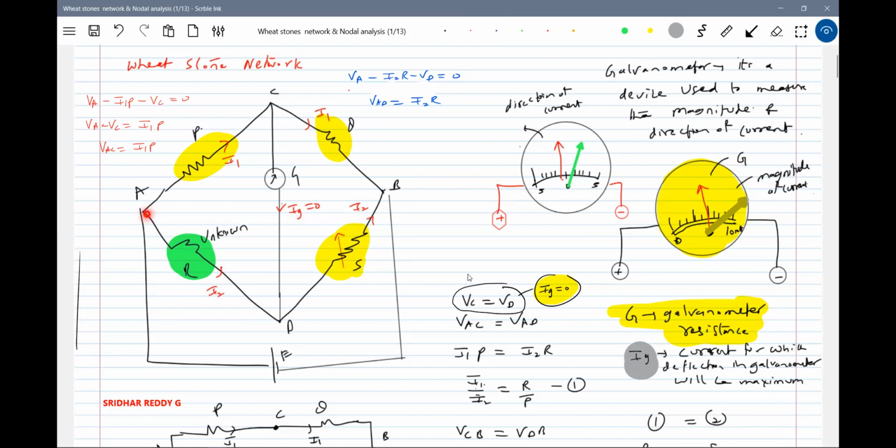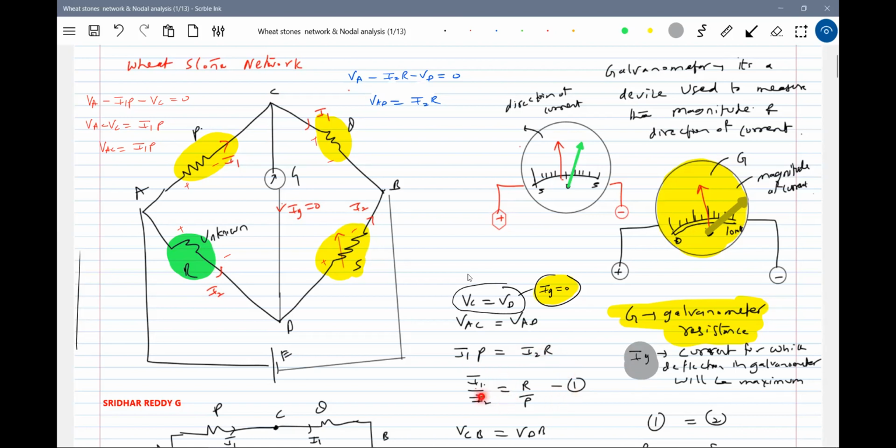Where you begin should be positive, and where you end up there should be negative. So I'll move from positive to negative. This will be the polarity. If a current enters, there should be positive; where current leaves should be negative. So VA minus I1P minus VC equals 0. Solving this, we get VAC equal to I1P. Similarly, VA minus I2R minus VD equals 0, then VAD equals I2R. So let me substitute: VAC equals I1P, VAD equals I2R. So the ratio of I1 by I2 should be equal to R by P.